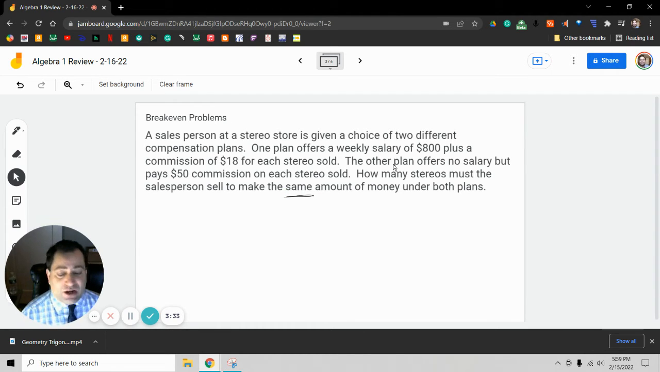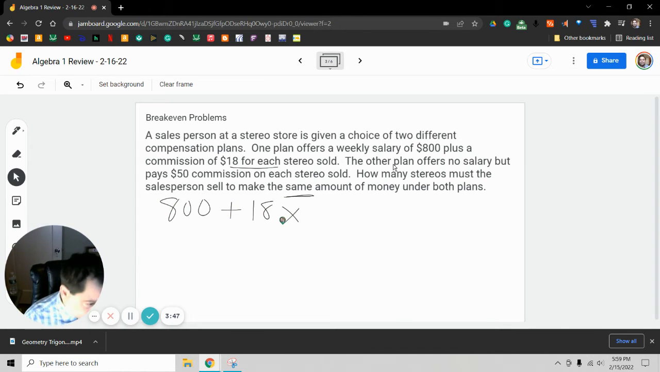So let's write an equation for the first compensation plan. So we have $800 plus $18 each stereo. So it's going to be 800 plus 18x. Now, because it's a break-even equation, we are going to put an equal sign, and then we're going to put the second compensation plan. Well, the second compensation plan is strictly just $50 per stereo, so there's no B value.